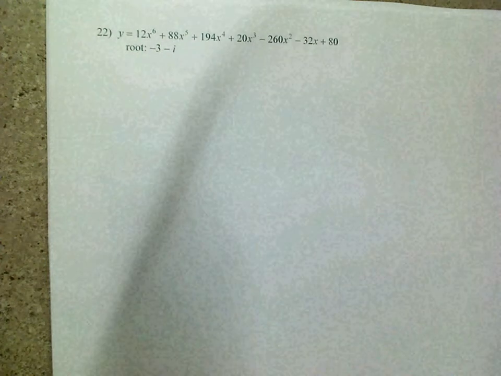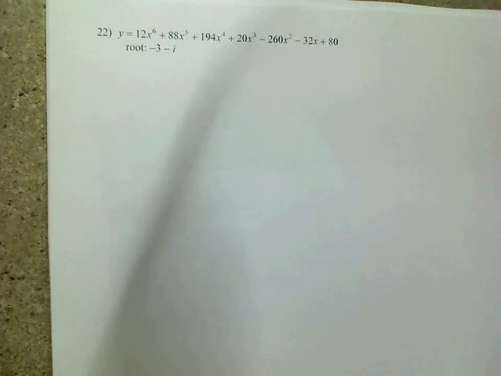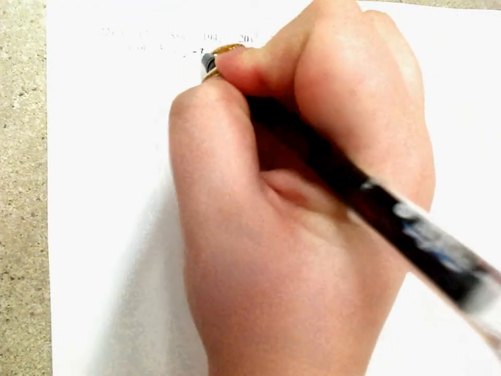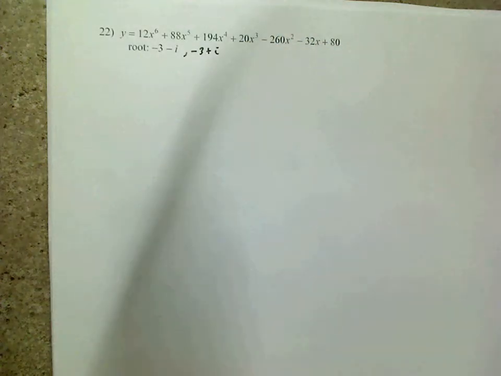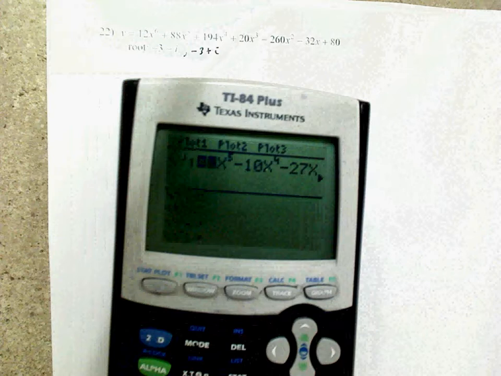Okay, so we've got this problem, 12x to the 6th plus, well, you can read, with the root negative 3 minus i, which technically means I gave you also negative 3 plus i, yeah? Okay, there are 6 roots. I only gave you 2, which means there's 4 left over. Something has to be a rational root, either 4 of them or 2 of them.